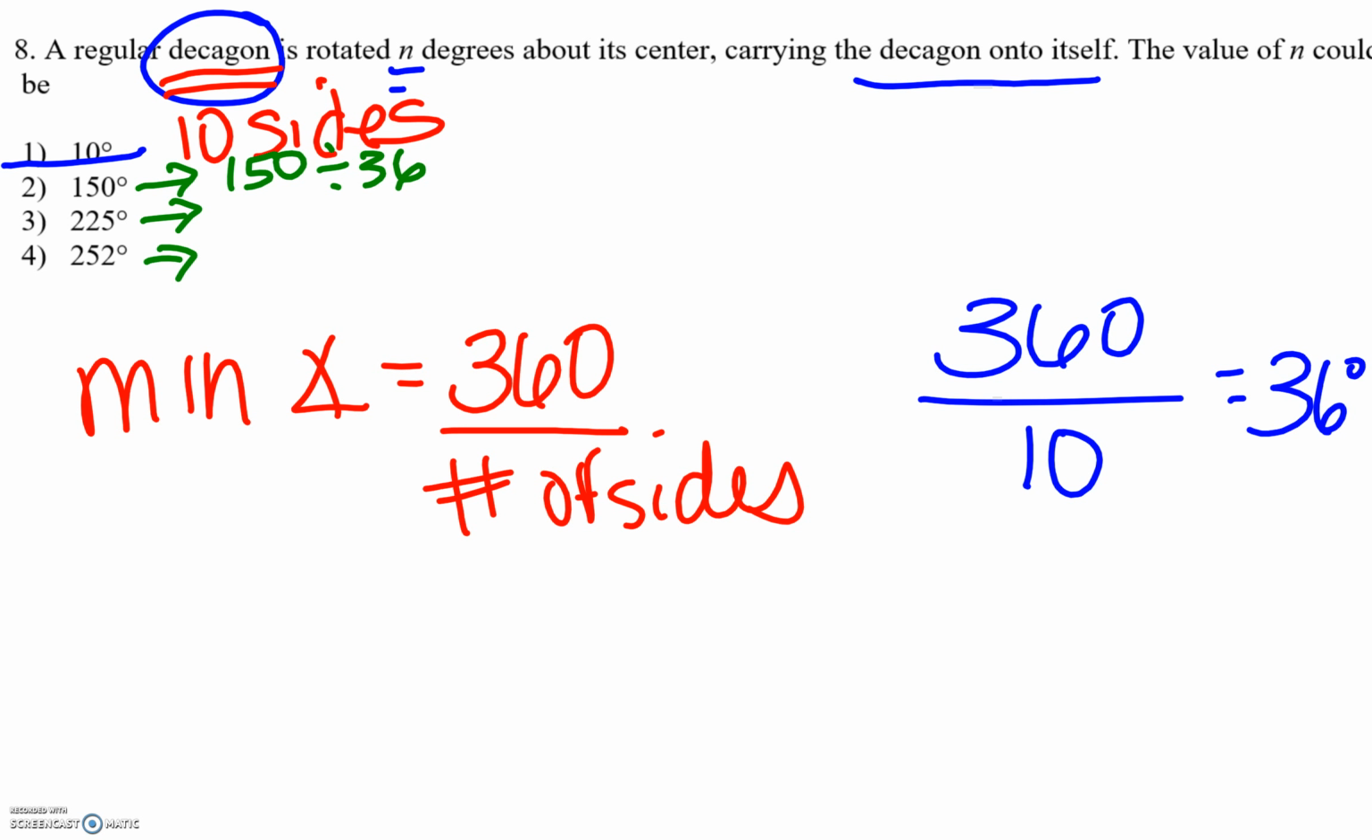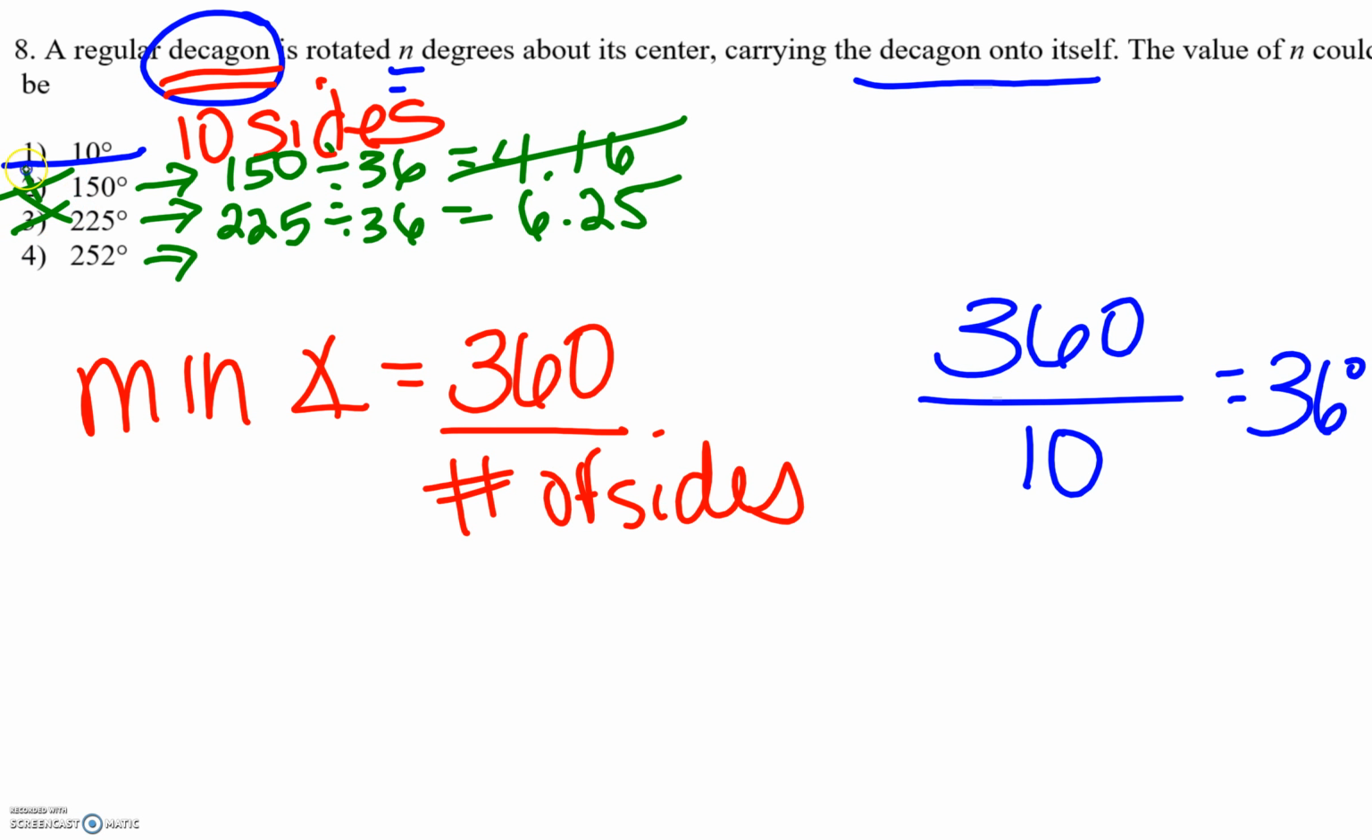And when we take 150 and divide it by 36, we get 4.16, which is not an even number, so that's not a multiple. So we'll move on to the next one. 225 divided by 36, which is 6.25. Again, not a whole number, can't be it.